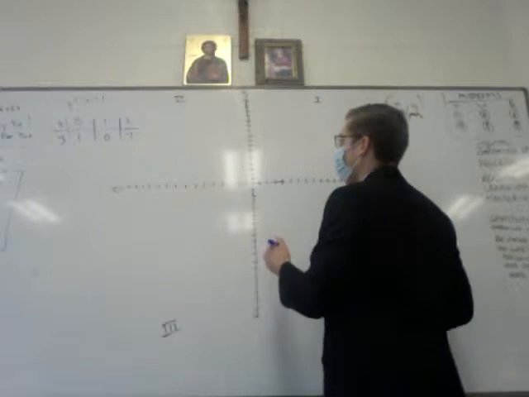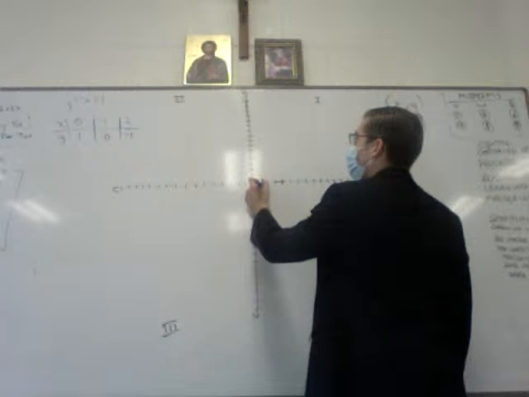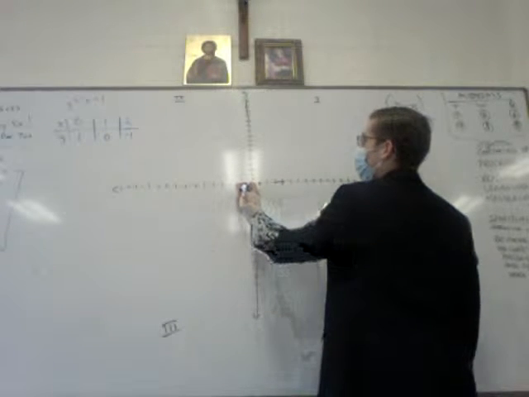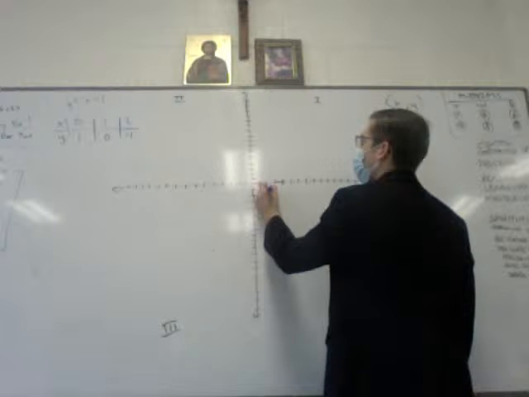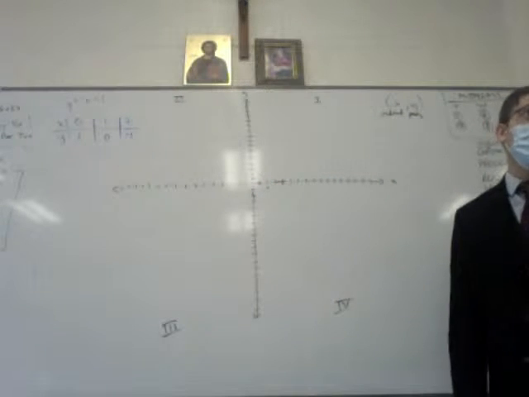What about my next point? Right 1 and not up or down, because Y is 0. And for my third point, 2 to the right and down 1. Now let's check. Does that look like a straight line to you, those three? It looks like it to me.